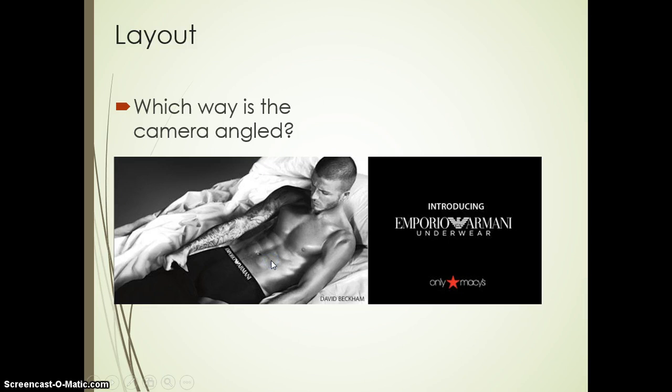The other thing you want to pay attention to is camera angle, especially when you're looking at pictures of people, because the angle will give you some indication of a power relationship. So in this case, the camera is above David Beckham, indicating a stronger power relationship for us. We, the audience, the viewers, are in control of this image. And there's not much he can do if he doesn't want us to look at him. We're the powerful ones here.